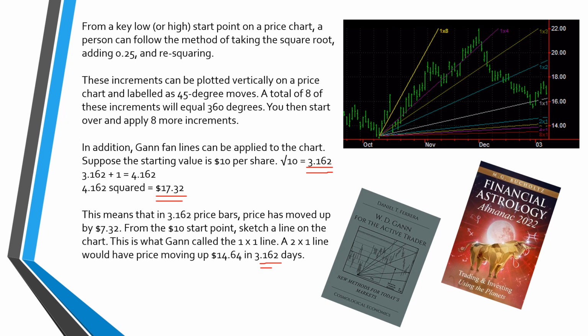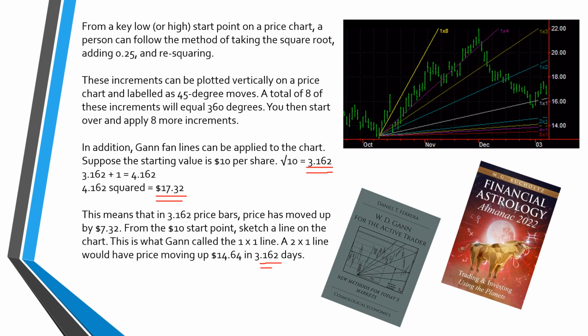So where did I learn to do this particular mathematical approach? The answer is courtesy of a gentleman called Daniel Ferreira. If you look around online, you might find his book, W.D. Gann for the Active Trader. And it is a little bit expensive to buy, but if you can find it, he does have a chapter in there where he talks about how to apply these fan lines on these 360 degree increments from the square of 9.